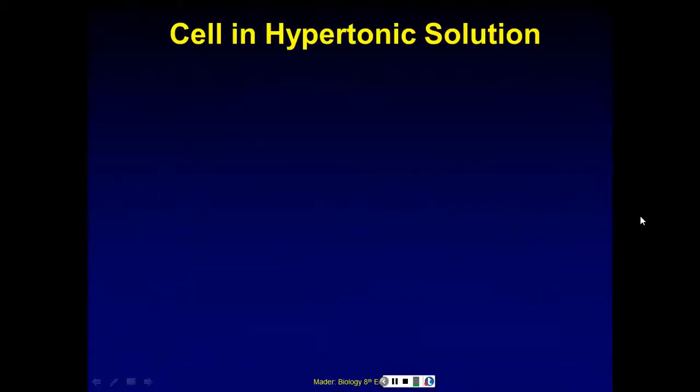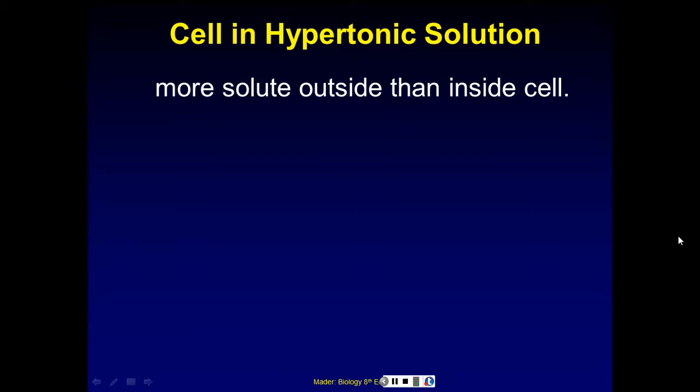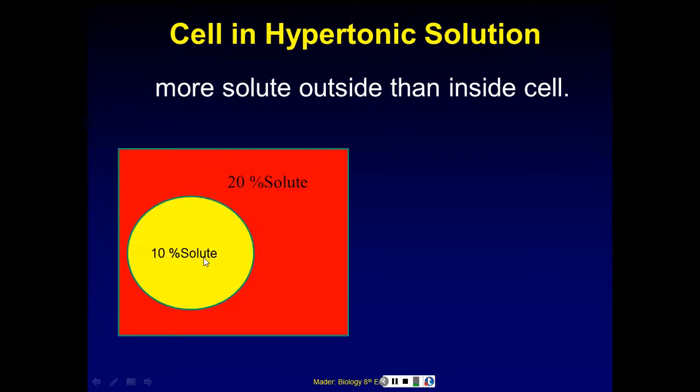Let's talk about a hypertonic solution. Hyper means over, so in a hypertonic solution, we're talking about more solutes outside the cell than inside the cell. So in our illustration here, you see we have 20% solute outside, 10% solute inside. So what are we saying here now? 10% solute means how much water right here? 90. 20% solute means how much water? 80. Now remember, the solute's not passing, the water's going in and out.